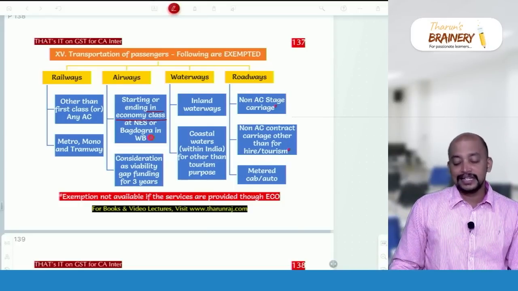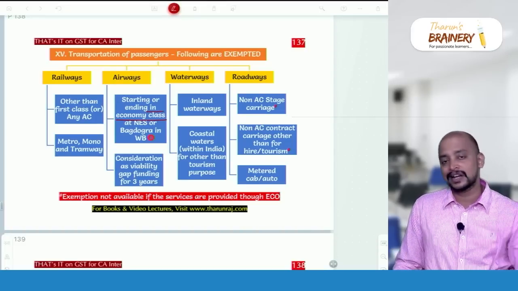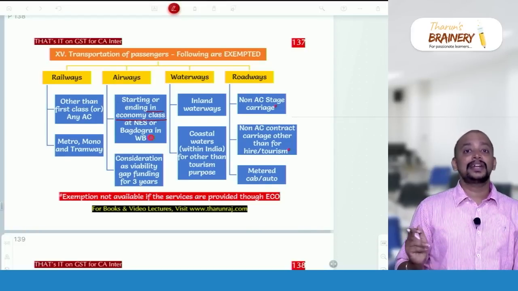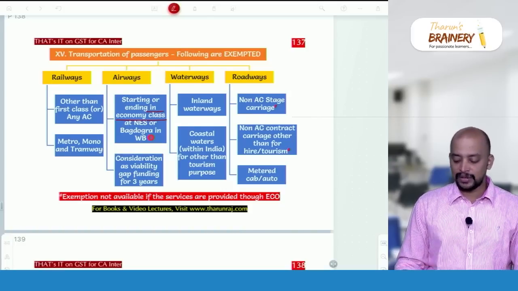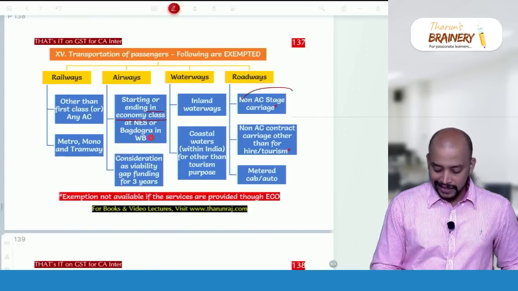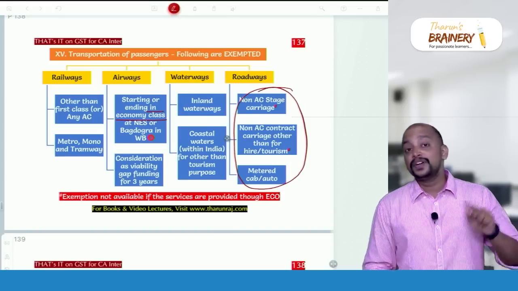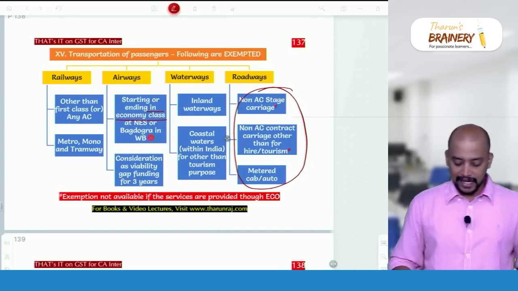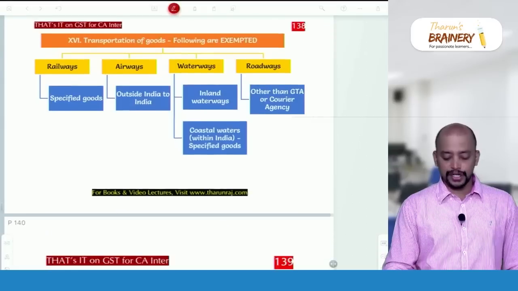Non-AC contract carriage is point to point travel; it starts at one place and ends at another place. Non-AC other than tourism or hire will be exempted. Then metered cab or auto rickshaw is exempted. But these three, that is non-AC stage carriage, non-AC contract carriage and metered cab or auto rickshaw, if provided through an e-commerce operator, will be taxable. Exemption is not available if these services are provided through an e-commerce operator.